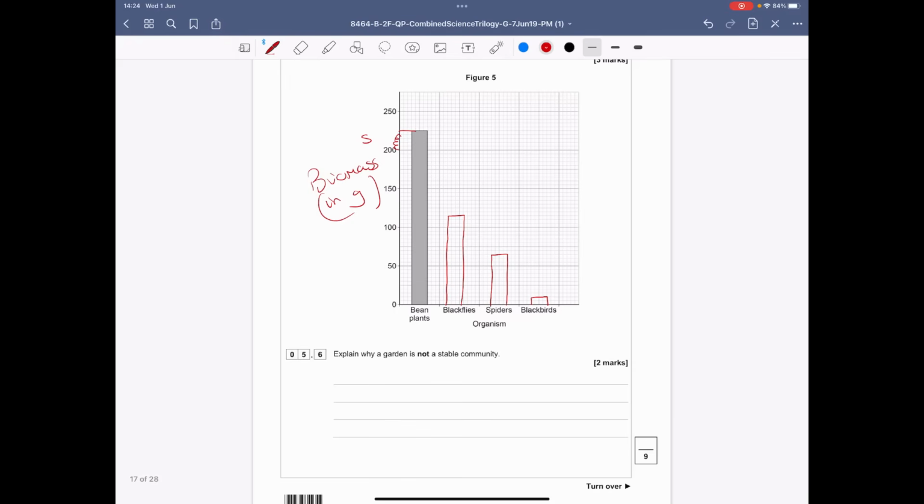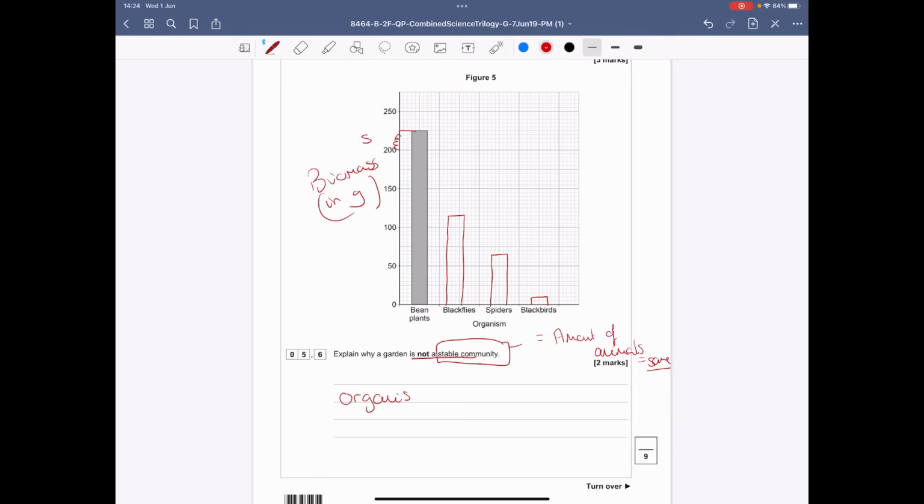Question 5.6 then. Explain why a garden is not a stable community. Well, if you had a stable community, that means the population of the different animals would be staying the same. Okay, so stable, the amount of animals or organisms would be the same. As we've just seen in the garden, the spiders got wiped out and black flies are increasing. So therefore, the amount of animals in the garden is not staying the same.